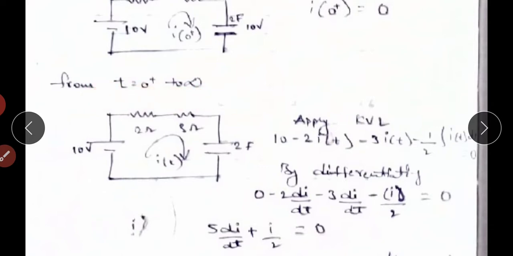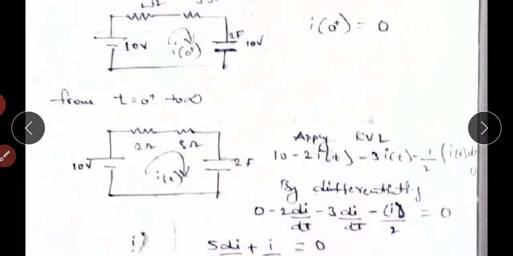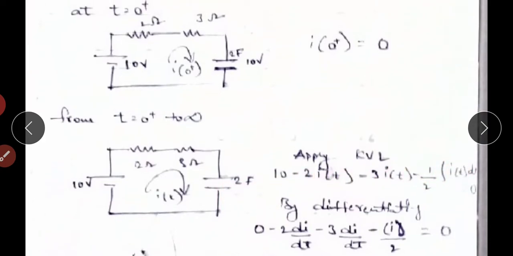So next, I have the expression for t from 0+ to infinity. Okay, the switch position is open. Why? Because the switch opened at t equals 0. So from t equals 0+ to infinity, the switch is in open position. So the circuit becomes like this. Next, apply KVL: 10 minus 2 into i, minus 3 into i, minus 1 by C integral of i dt. Here C value equals 2, so this equals 0. So this is the KVL equation.